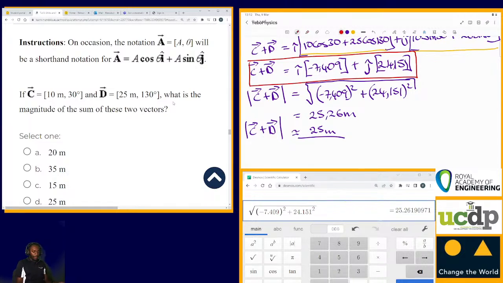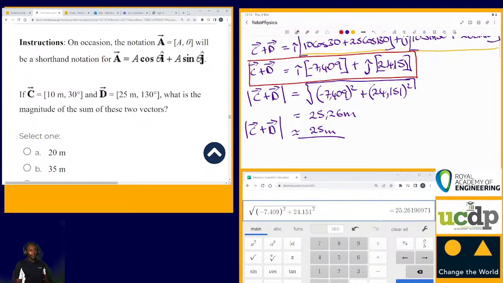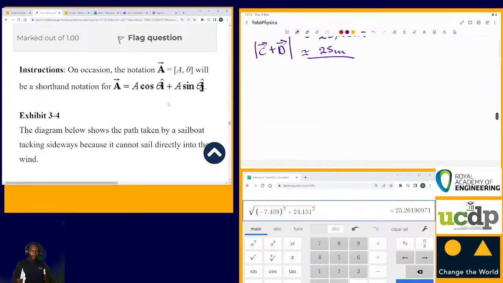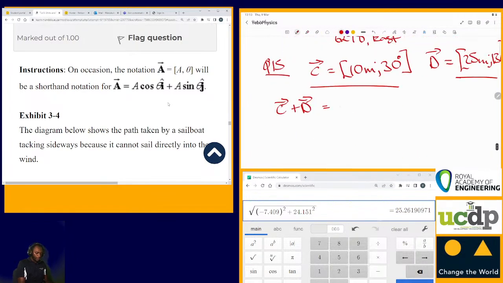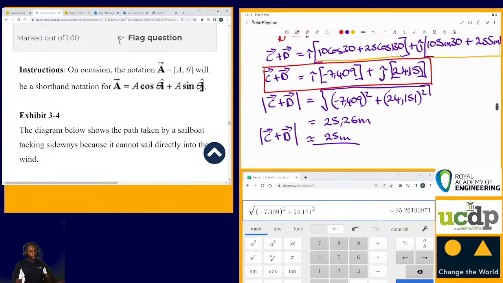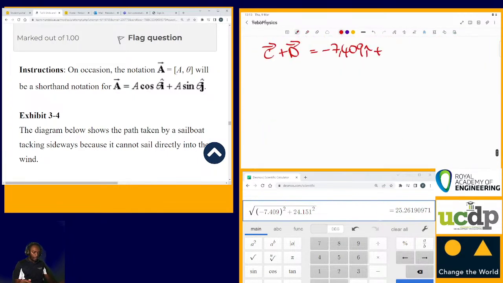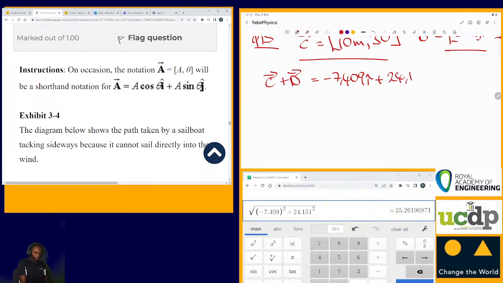So it's negative 7.409. So just going to write it down, negative 7.409 in the I plus the J component, which is 24.151. That is in the J. Okay.